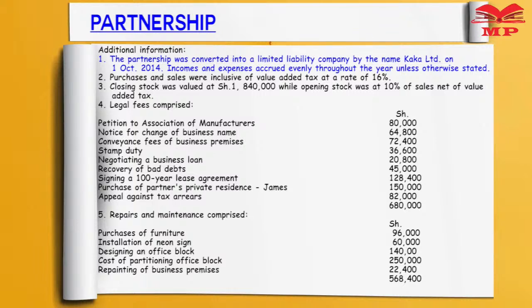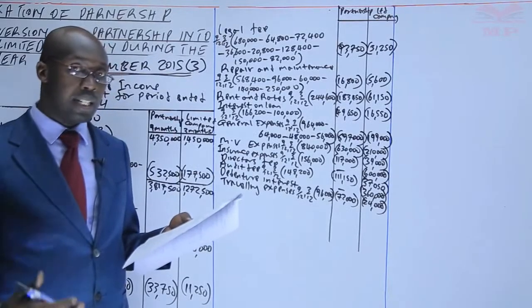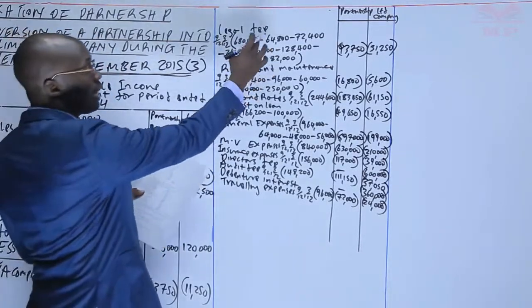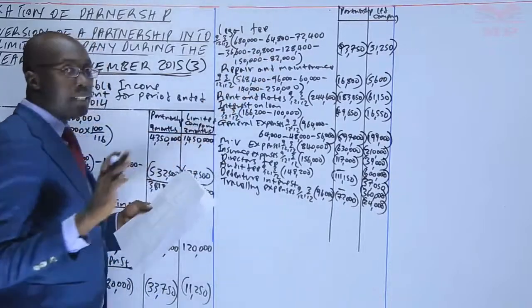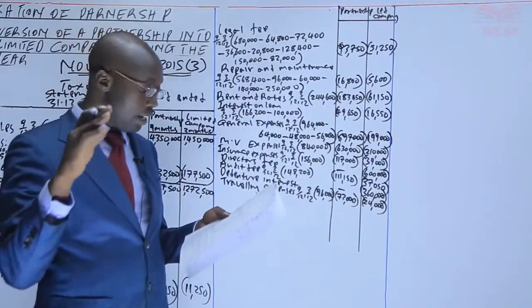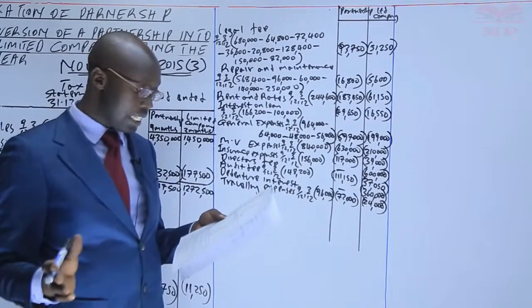Purchases and sales were inclusive of VAT at the rate of 16%. There is no expense there. Number 3, closing stock was valued at 1840, while opening stock was at 10% of sales net of VAT. There is no expense. Number 4, legal expense. Now, legal expense is already in the P&L, and we consider the part that is allowable by removing the non-allowable parts. And in the same place, we have not seen any fixed asset that we can claim capital allowance among all those ones. There is none that is a fixed asset.